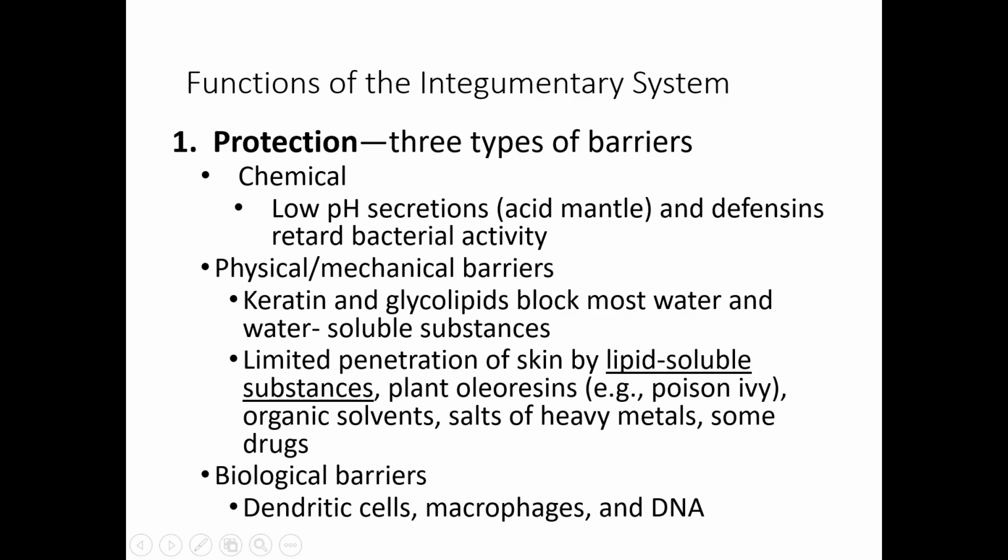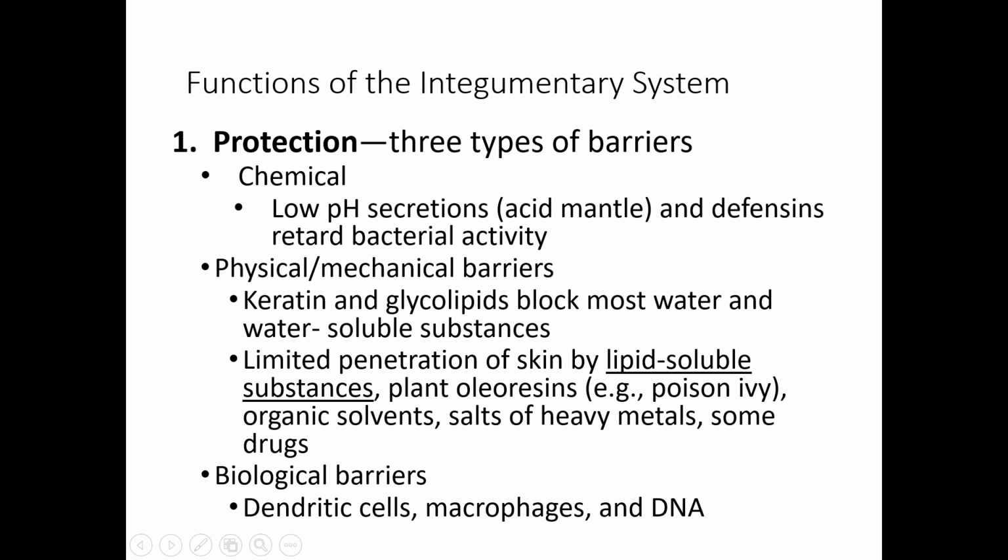Now, let's talk about functions of the integumentary system. First, of course, protection. Skin covers our body, and it has several tools to protect us. Chemical barrier. It's the acidic secretion of skin, low pH, which can kill bacteria and viruses. Next one, physical or mechanical barriers. Our skin, thanks to its special glycolipids, lipids, and keratin, is waterproof, and water usually cannot penetrate it, and only some lipid-soluble substances can penetrate our skin.